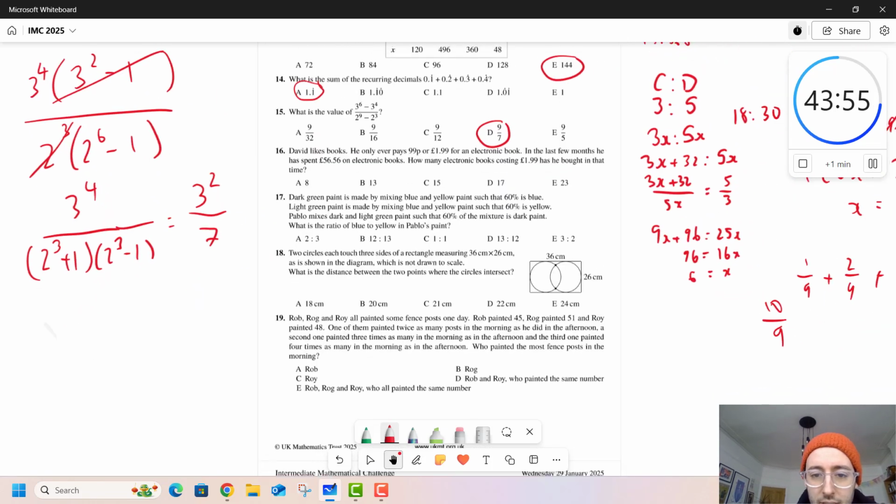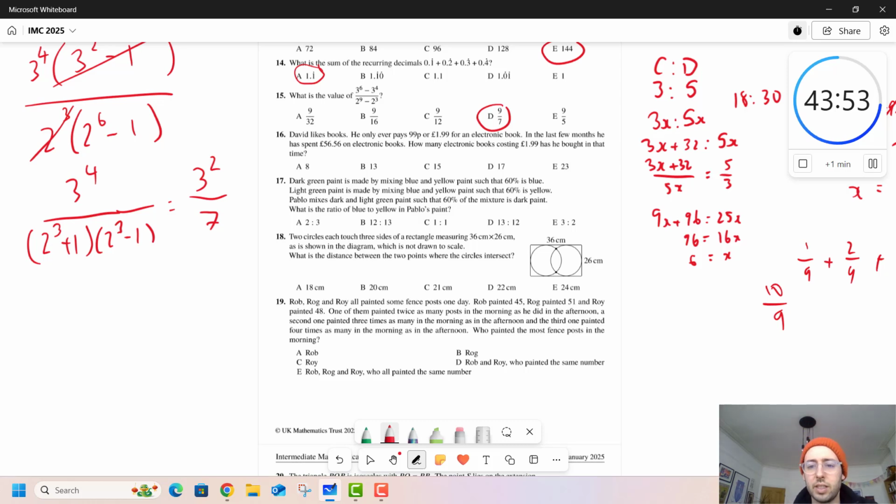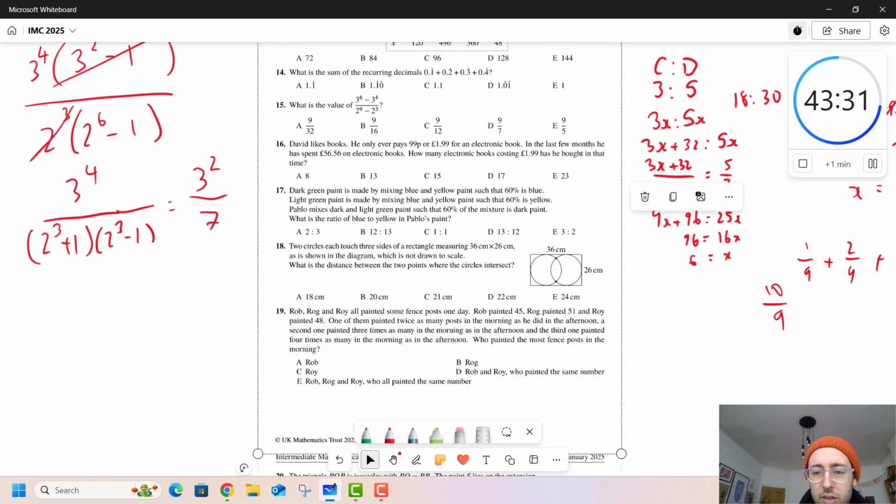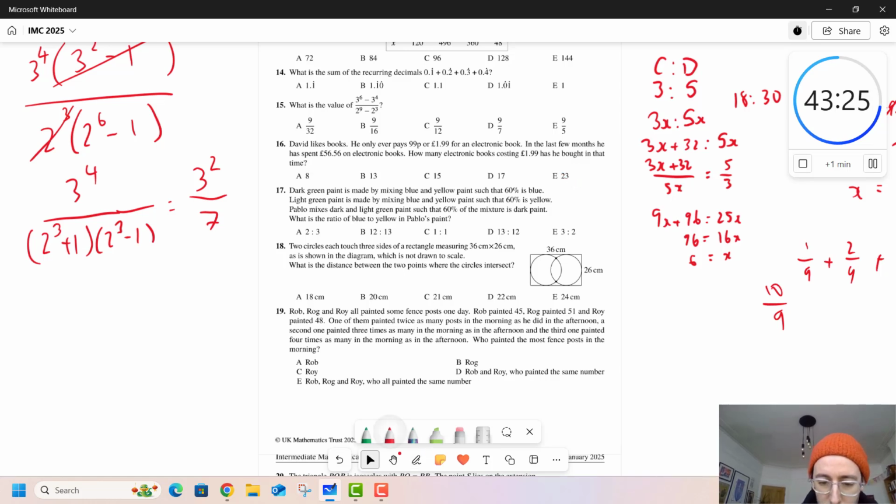That's an awesome question. David likes books. He only ever pays 99p or £1.99. Last month he spent £56.56. Legitimately, I think the fastest way to do this is to just times this by each of these numbers. 23 times £2 is 56, so it's definitely not this. Definitely not that. 17 times 2 is 34.